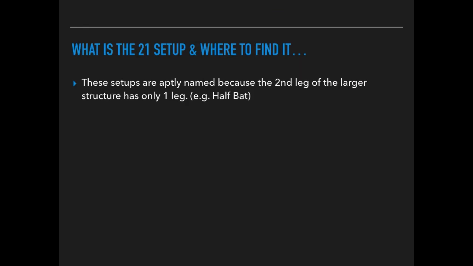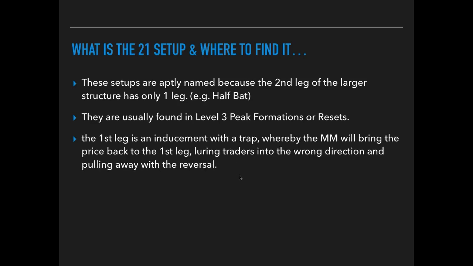Similarly to the 12 and the 22, these setups are aptly named because the second leg of the larger structure has only one leg. Usually it's a half bat pattern, and they're usually found in level 3 peak formations, or in resets. The first leg is an inducement with a trap, whereby the market makers will bring the price back to the first leg, luring traders into the wrong direction and pulling away with the reversal.